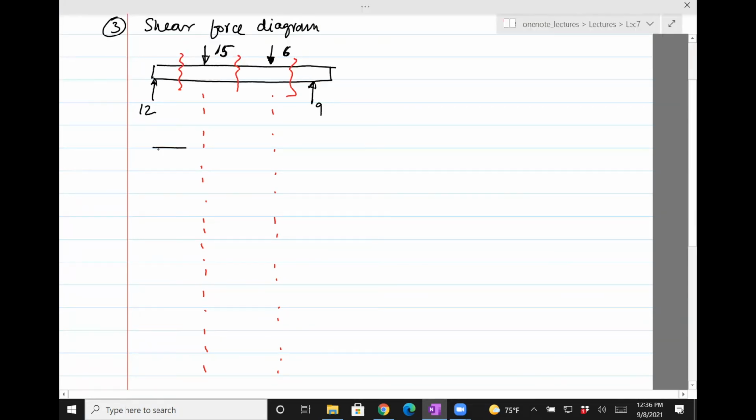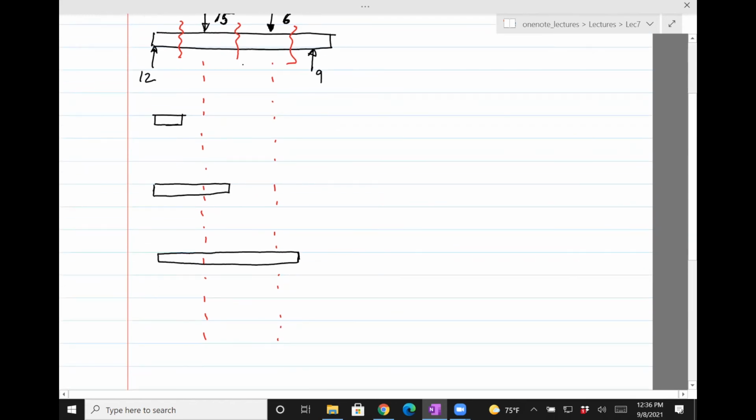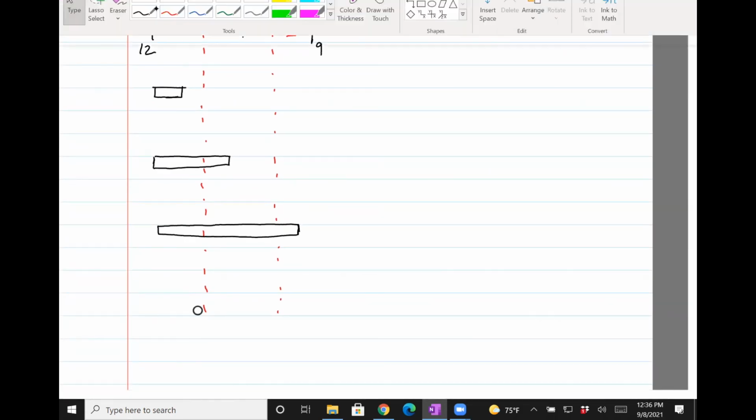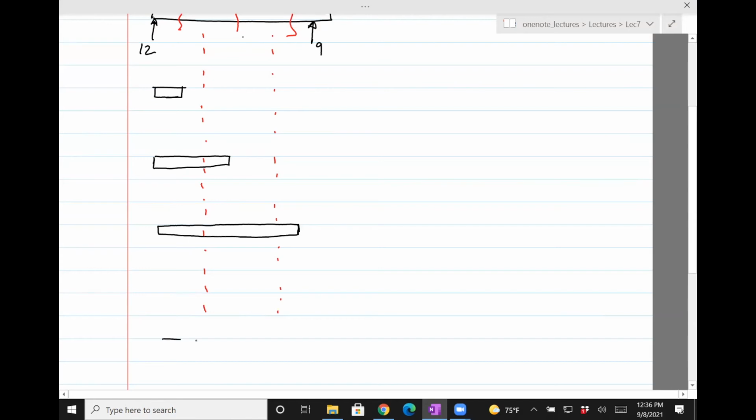Let me draw those here first. I will draw a cut, so I cut the beam exactly where I showed. Then I'm going to cut it right there, the next piece, so it's going to be here. And then I'm going to cut it there, so it's going to be something like this. Okay. And my shear force diagram will probably come right below the last one. Let me draw the axis.